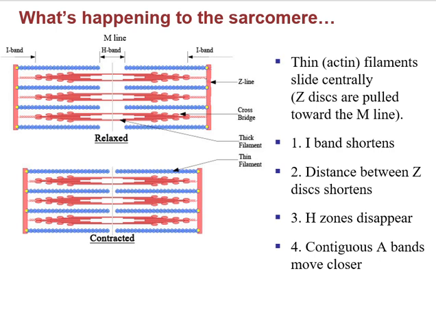Next, we're going to be looking at what's actually happening in the sarcomere during the cross-bridge cycling, so during that sliding filament model of contraction. We know we're going to see shortening, but what does it look like?